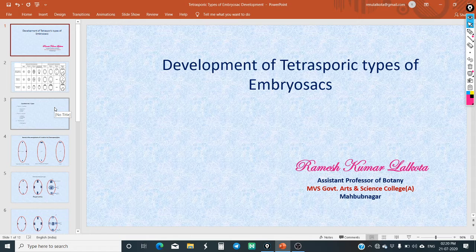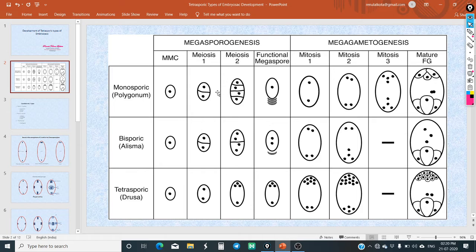See here, after the meiosis division, a linear tetrad of megaspores forms. You can see the four megaspore nuclei, which are haploid in nature, out of which three degenerate and only one becomes functional. From this functional megaspore, if the embryo sac development takes place, then such embryo sac development is known as monosporic type of embryo sac development.